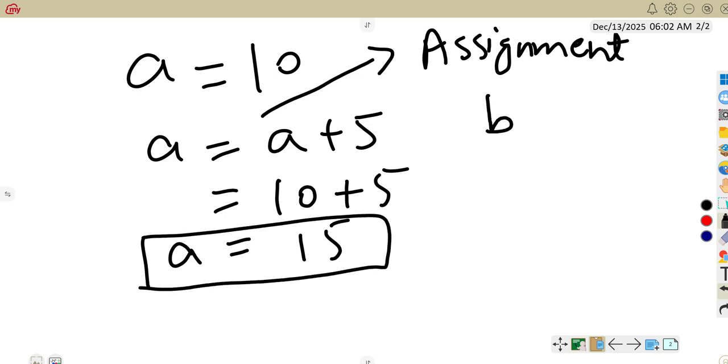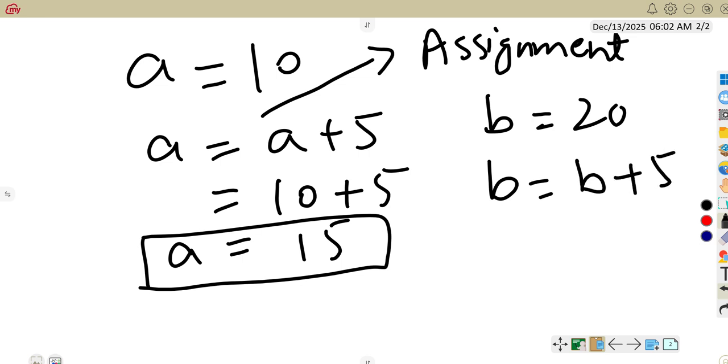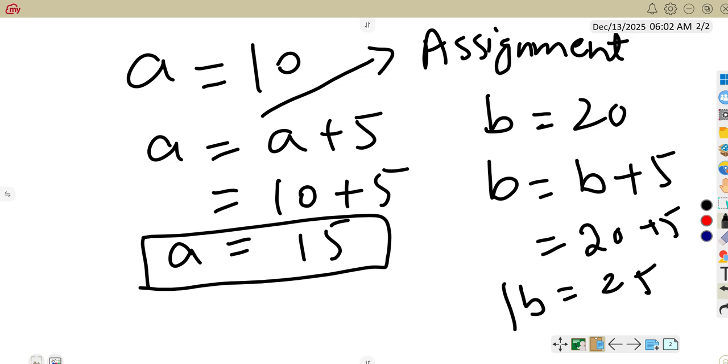In the same way, if I'm writing B equal to B plus 5, what will happen? First of all, the expression on the right side will be evaluated. We will put the value of B, like 20, and add 5. So it will become 25. Now we can say this is the value of B. I hope you have understood this.